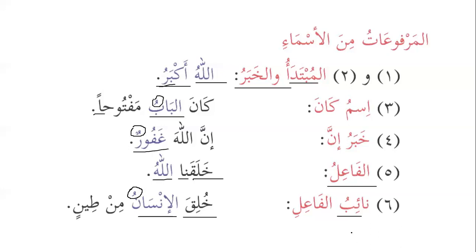So only six of them, as we can see here, are marfu'at: al-mubtada wal-khabar, ismu kana, khabaru inna, al-fa'il, wa na'ibul fa'il.